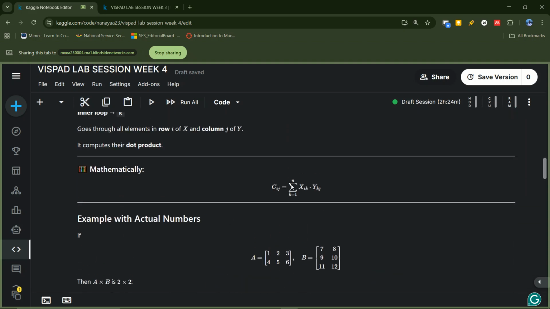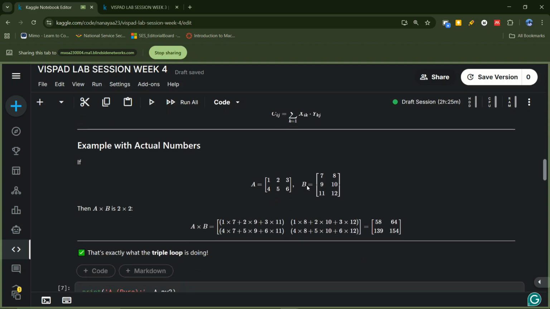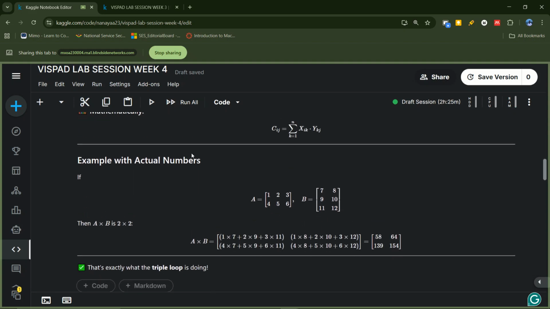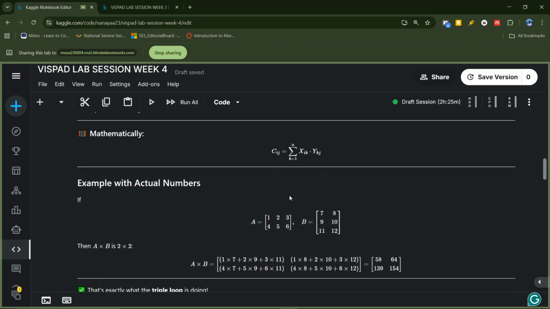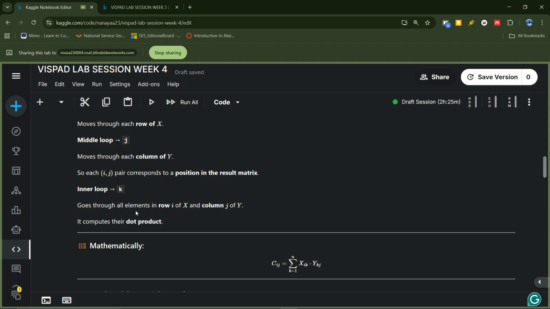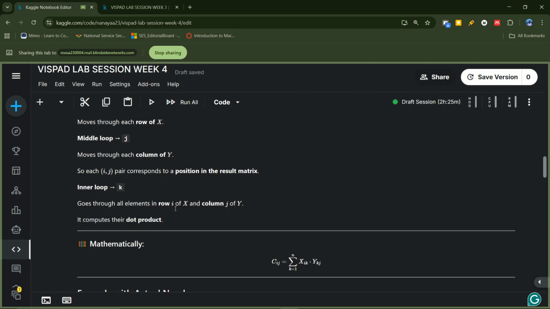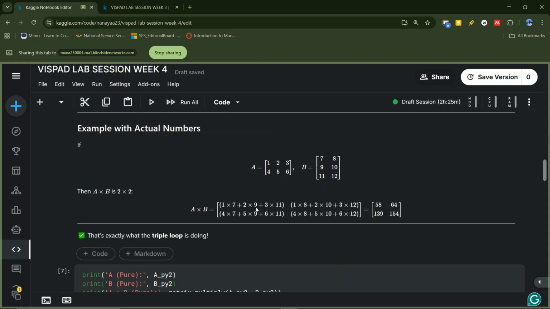So mathematically, this is this. We've already expressed it above. And this is an example with actual numbers. So this is a 2 by 3 and a 3 by 2, right? And it's trying to do just that. So we have 1 times 7, 2 times 9, it's just following what we said here. It goes through all elements in row I of X and column J of Y.